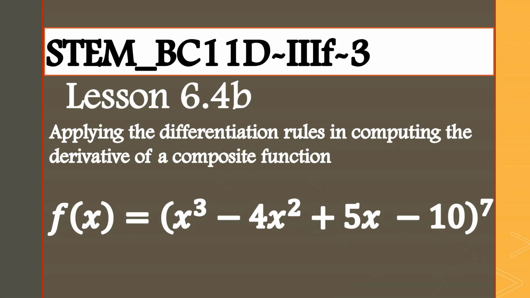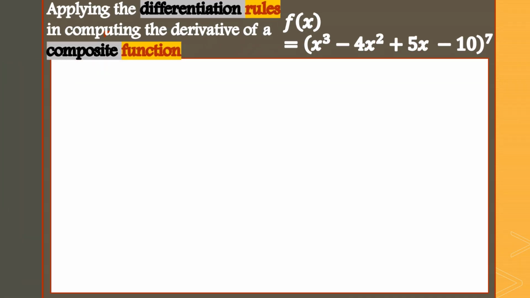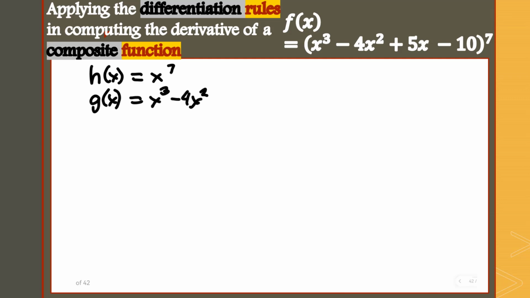Let's apply the chain rule in computing the derivative of this given composite function. Yes, you heard it right. This function here can be expressed as a composite function. Let us say our h of x is x to the power of 7, and then our g of x is identified as x cubed minus 4x squared plus 5x minus 10.